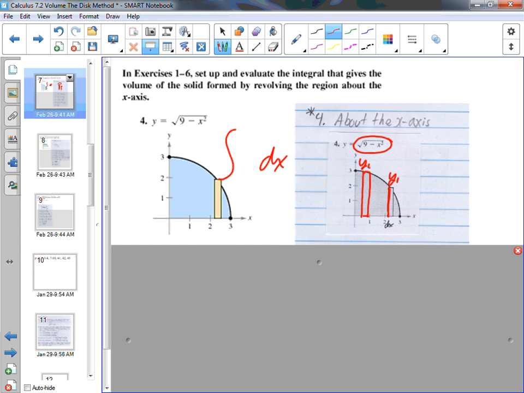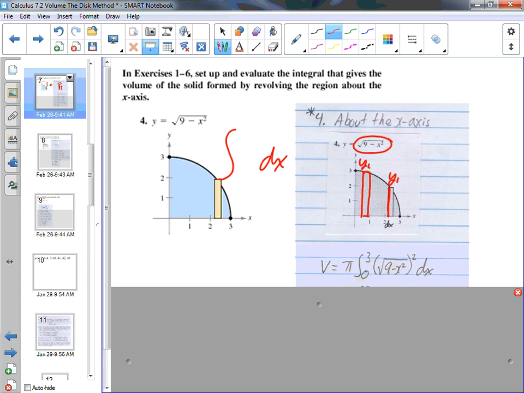Okay? So it seemed like that was going to be a problem there for a minute, didn't it? Is it? It's not. So our volume equals pi times the integral. Now, I do need limits of integration. This doesn't go on forever. So what are the boundaries of our region?